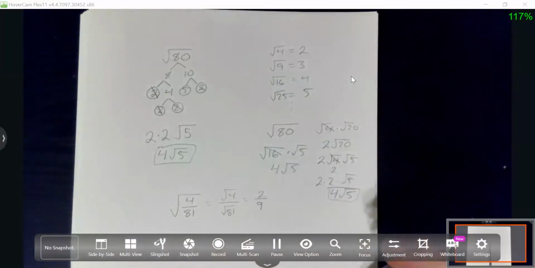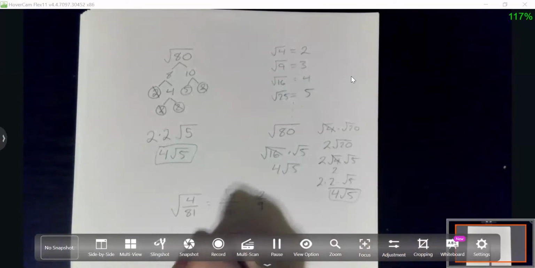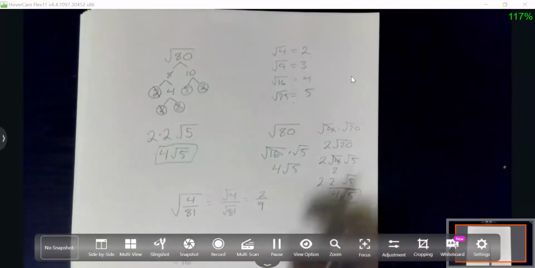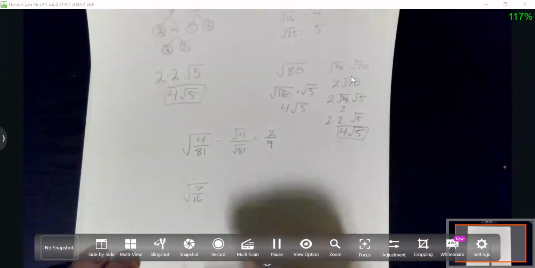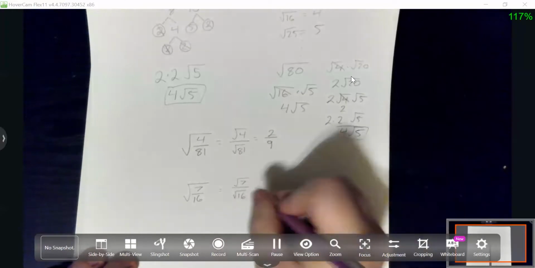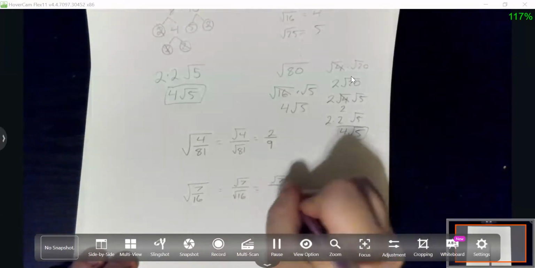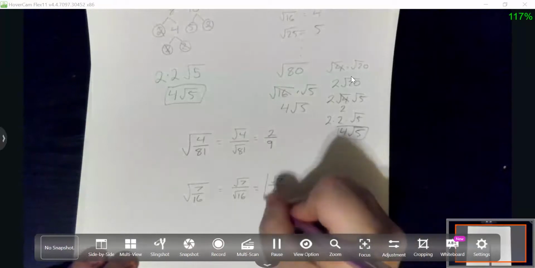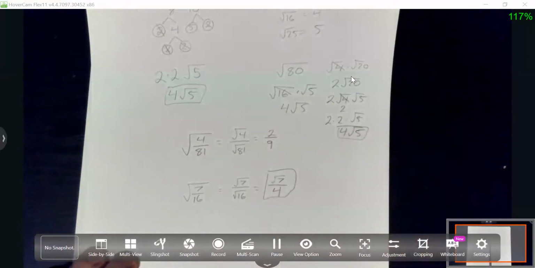Maybe another one, the square root of 7/16. I think I'm drifting off the camera here. So if we look at the square root of 7/16, again, we can simplify that top and bottom. That's the square root of 7 over the square root of 16. And that would give us the square root of 7 over 4. And that's as simple as we can make it. We wouldn't be able to take it any further.